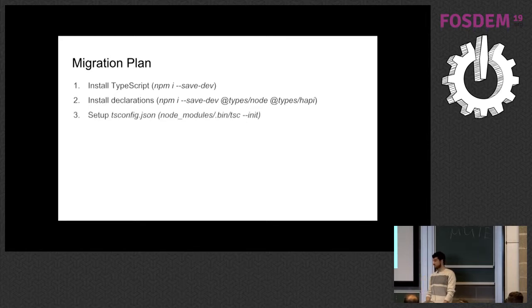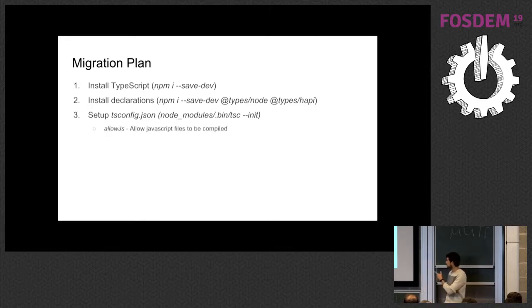Then we set up our tsconfig.json. Instead of passing all compiler options via arguments, we can initialize this tsconfig.json and specify all the compiler options. It's much easier.